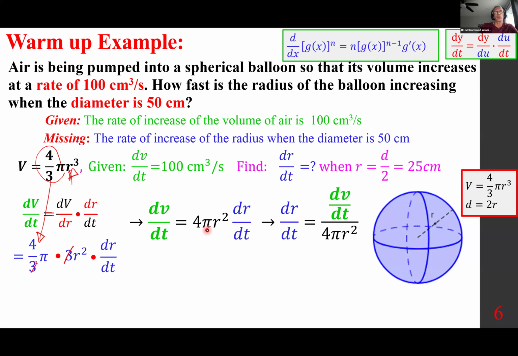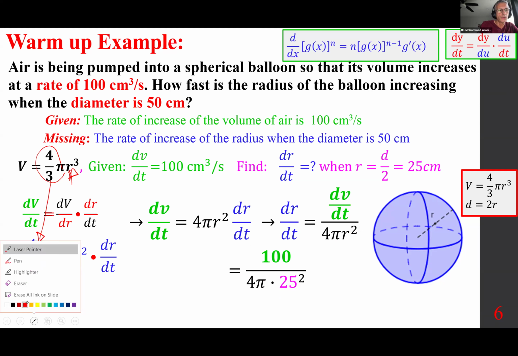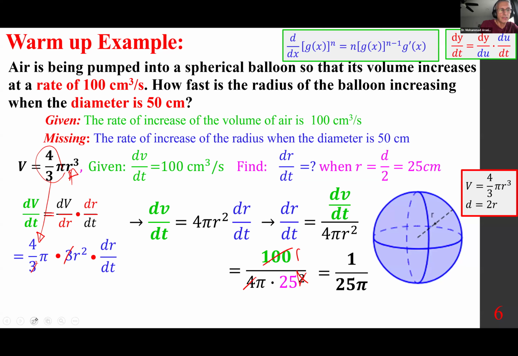At this point, we are ready to move on. This was the only calculus step. And so replace the dV/dt with 100 and r with 25. Remember, 4 times 25 is 100. This is, of course, 25 squared. So what happens is that 4 times one of those 25s cancels this. We get 1/(25 pi) exactly.